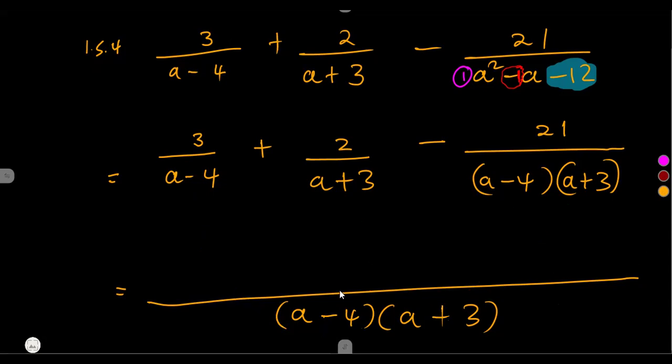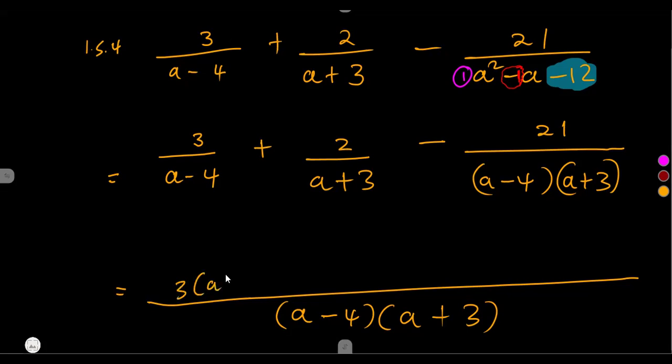So let's simplify. We're going to divide our LCD by this denominator, the first one. As you can see, this one and this one are going to cancel. But I say do not cancel. Just assume as if you are canceling. So you're going to remain with what? A plus 3, which you multiply to the numerator.